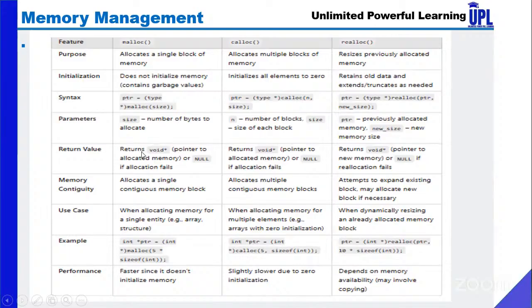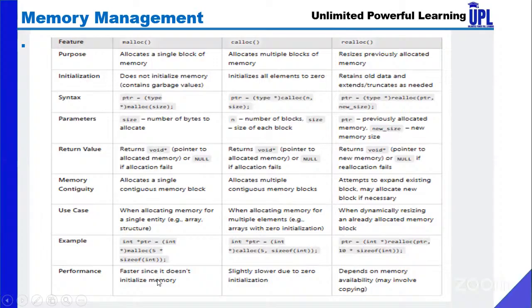Also, all are void pointers only. That means you can point to any data type. That is what you have to understand. Based on the typecasting, the corresponding pointers will be allocated. Malloc gives a single contiguous memory, calloc gives multiple contiguous memory, and realloc attempts to expand an existing block. For use cases: malloc allocates memory for a single entity, calloc for multiple entities, and if you want to dynamically resize, you can use realloc.